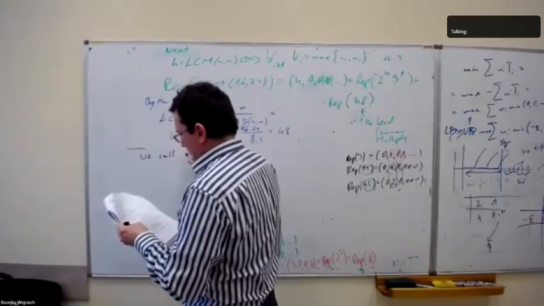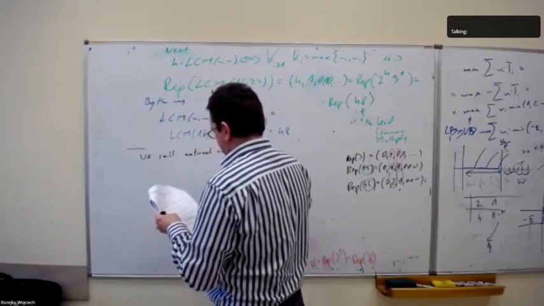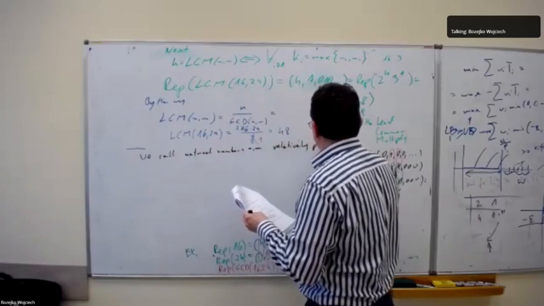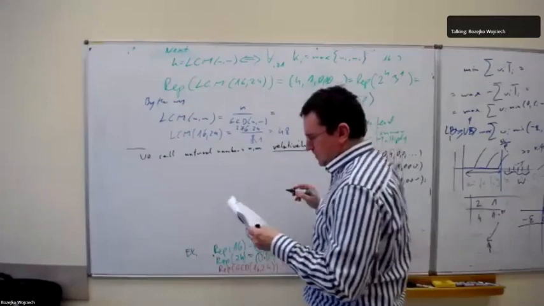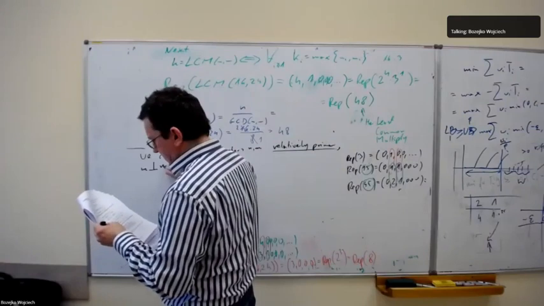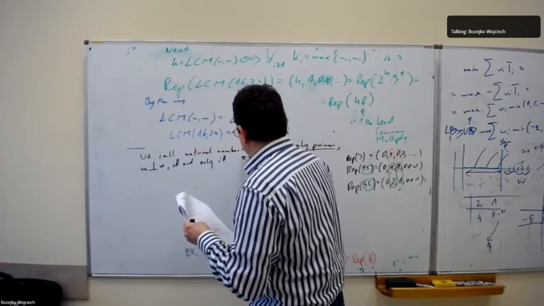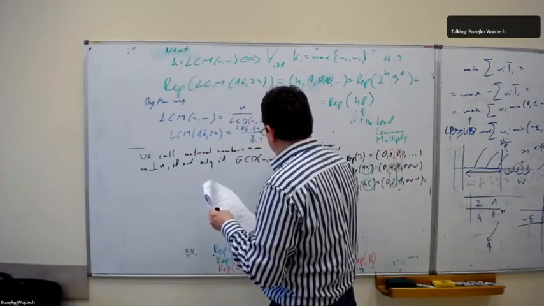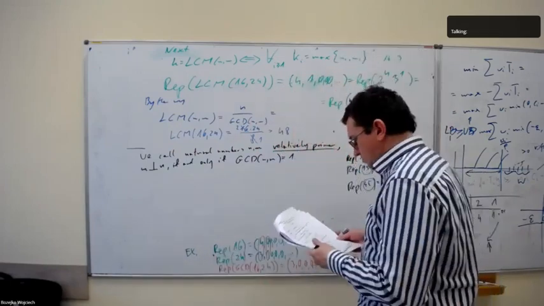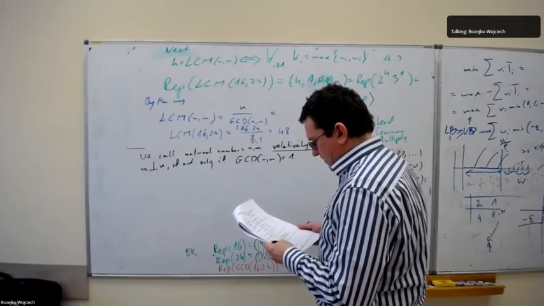We call natural numbers n and m relatively prime, and we denote it m ⊥ n, if and only if the greatest common divisor of n and m is 1. So they have no common divisors except 1. Okay.